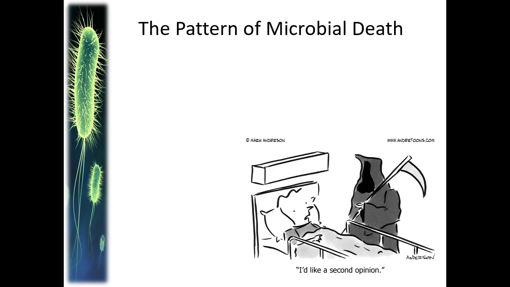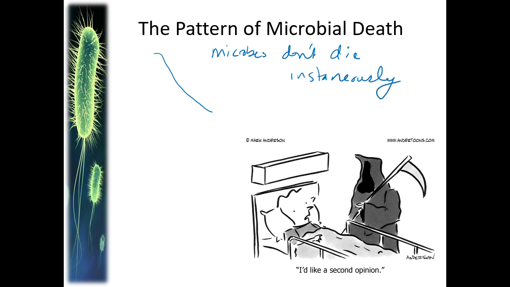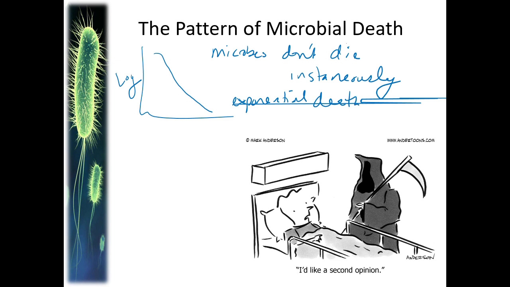Okay. So let's just talk again about the pattern of microbial death. When we look at how we're going to reduce time, we're going to see that microbes don't die instantaneously. They didn't grow instantaneously and they don't die instantaneously. But it does follow a pattern where we often see that same log scale again, because we're going to see what's called exponential death. Before we talked about exponential growth, now we're going to be talking about exponential death.